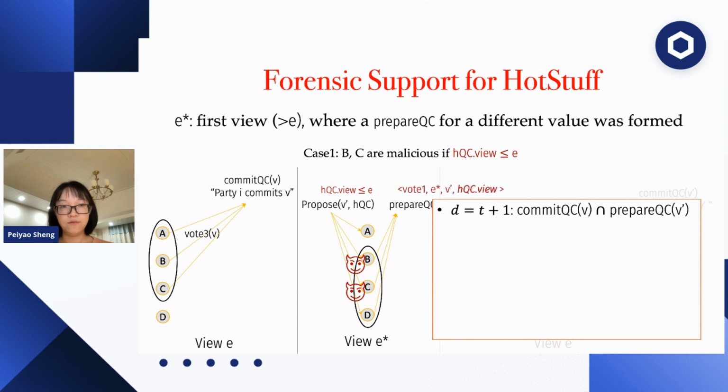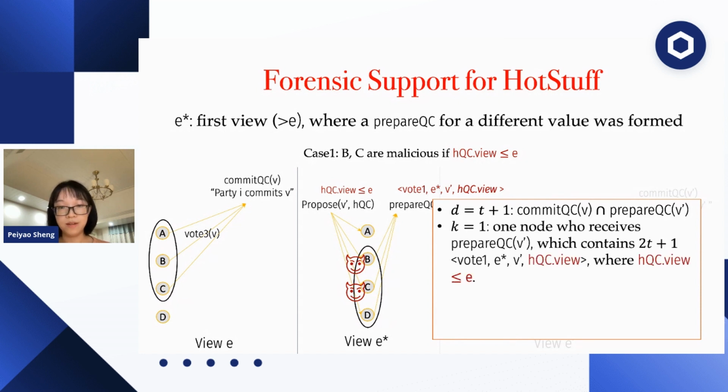So if we include this view number of high QC into the vote1 message, then the prepare QC itself can be used as the evidence. Thus, we can get k equals 1, which means the transcript from one honest replica is enough to provide evidence. And in particular, we need one node who receives the prepare QC for V prime that contains 2T plus 1 votes, and the vote1 message contains the view number of the high QC. Then by comparing the view number and E, the vote1 message can serve as the evidence.